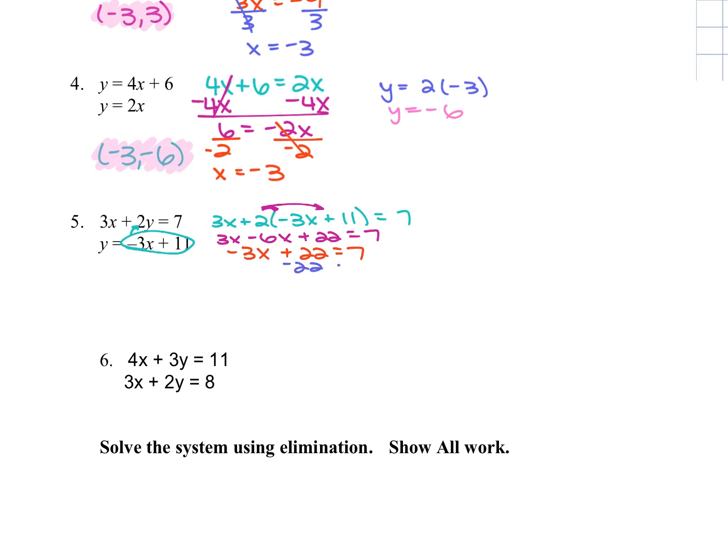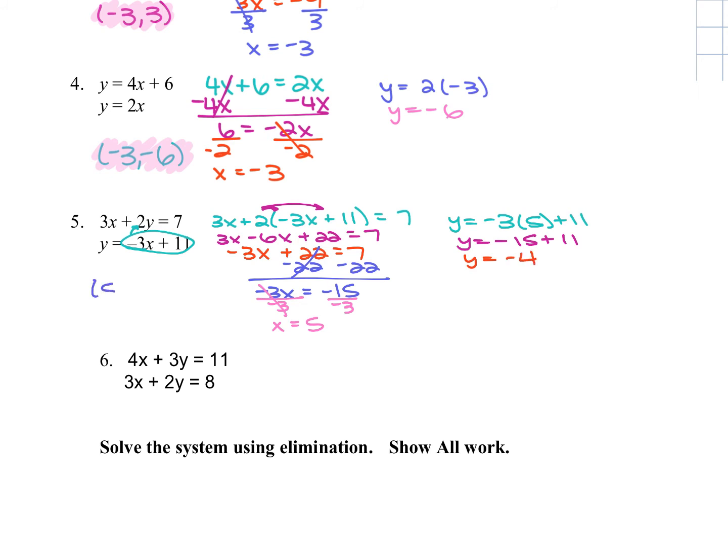We subtract the 22 from both sides, and we get negative 3x is equal to negative 15. So we divide each side by the negative 3, and we have that x is 5. If x is 5, we can plug it into that bottom equation and solve for y by just doing y is equal to negative 3 times 5 plus 11. The negative 3 times 5 gives us negative 15, plus 11 gives us a y of negative 4. So if x is 5, y is negative 4, it gives us 5, negative 4 for our solution.